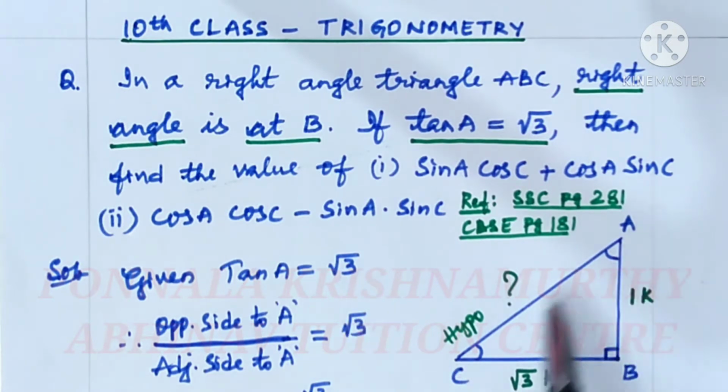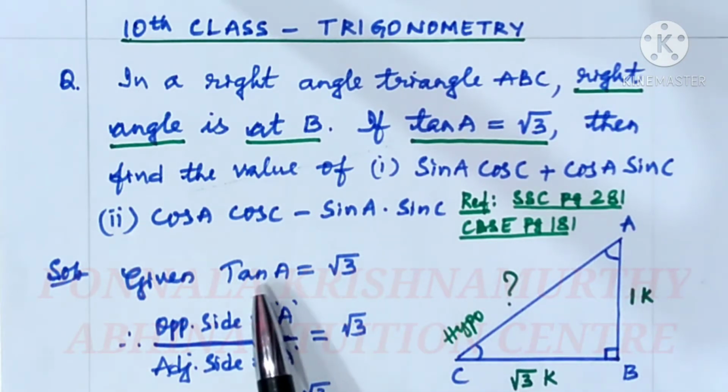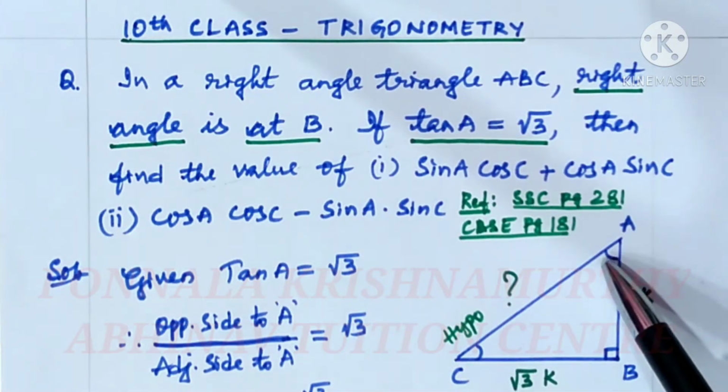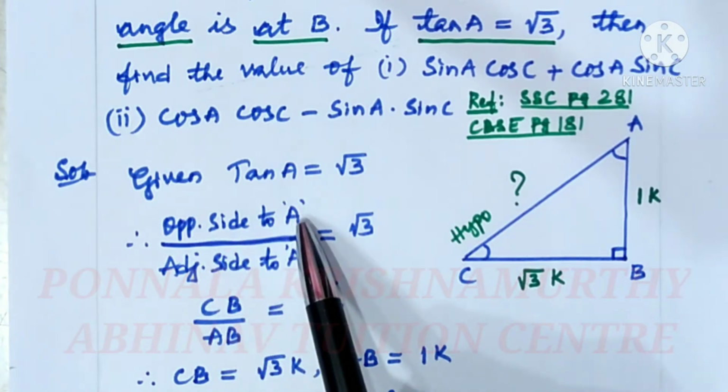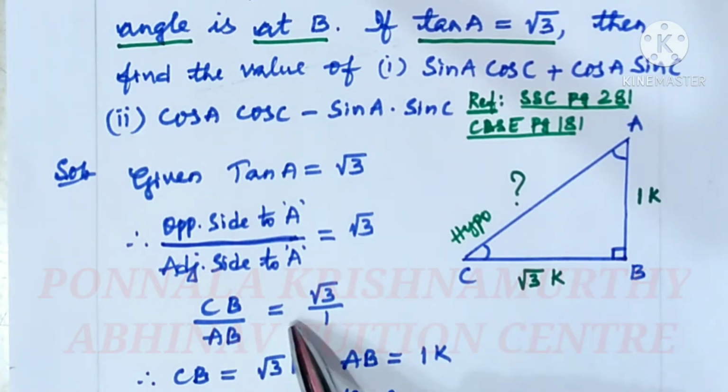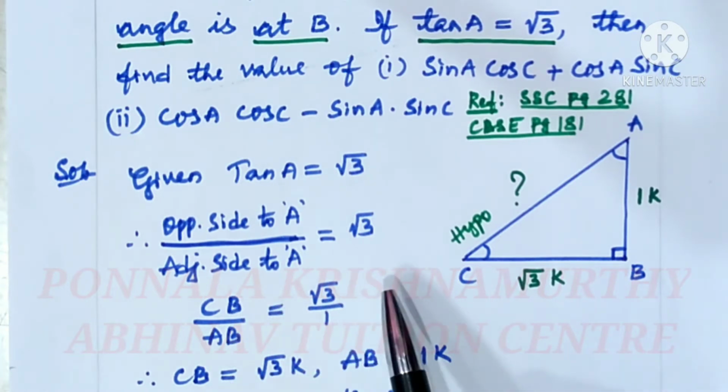Here we have the figure, right angle triangle, right angled at B. Tan A is nothing but opposite side to A by adjacent side to A. Here we have A. So opposite side is CB and adjacent side is AB and hypotenuse is this one always. So opposite side to A is CB by adjacent side to A is AB, equal to root 3 by 1. So CB is equal to root 3 into K, comma AB equal to 1K.